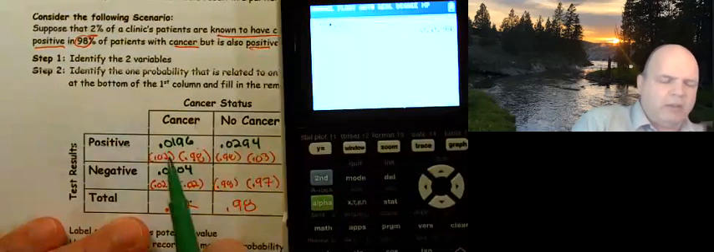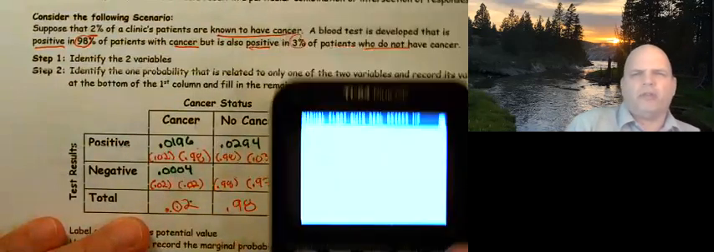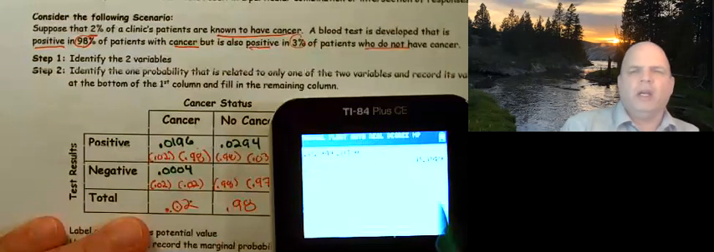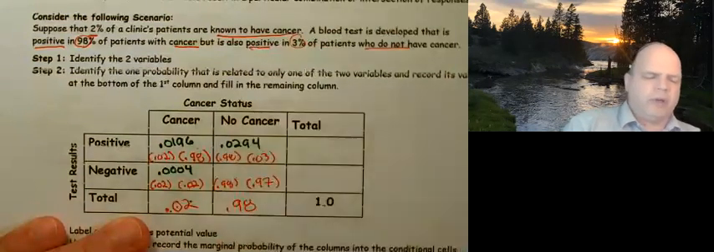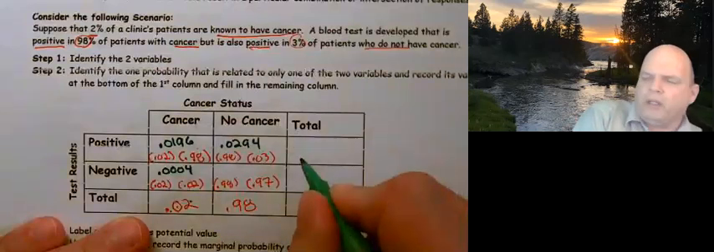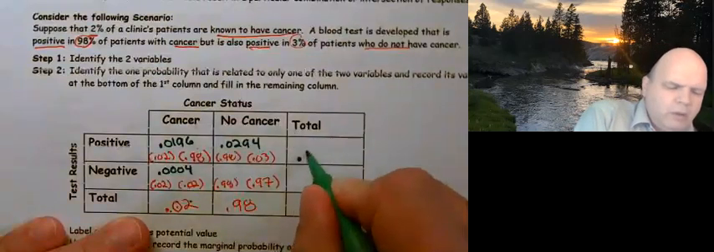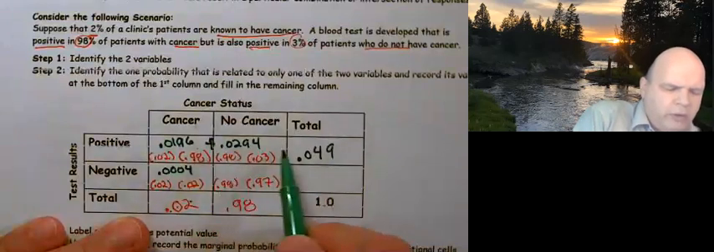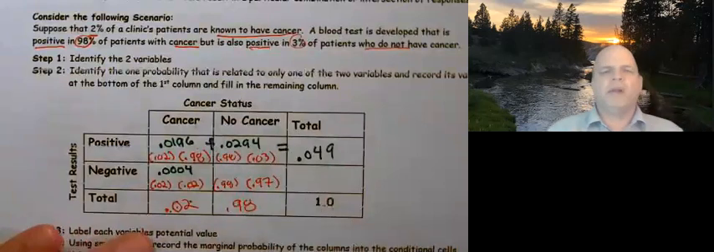And I'm going to add that to this: 0.0294 plus 0.0196. I know my screen doesn't show that very well, but this is going to be 0.049. It just came from this plus this equals that.